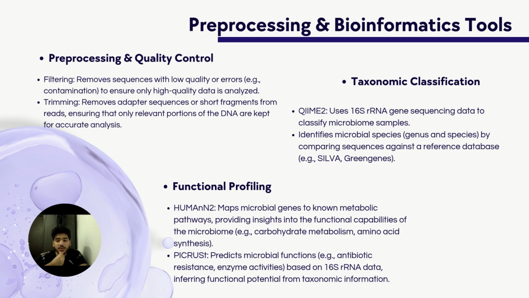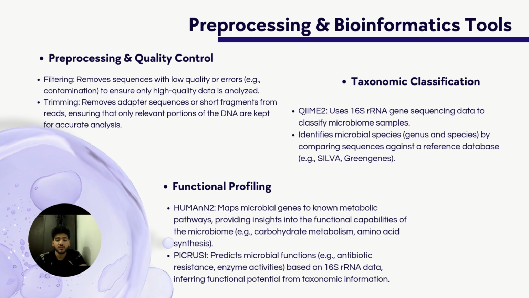Once sequencing is complete, we need to ensure that the data is clean. This is where pre-processing comes in. We filter out low-quality sequences and contaminants and trim short or irrelevant sequences to focus on high-quality data. For taxonomic classification, we use tools like QIIME2 to identify which microbial species are present by comparing our sequences to reference databases. This step gives us a snapshot of the microbial community in the sample.